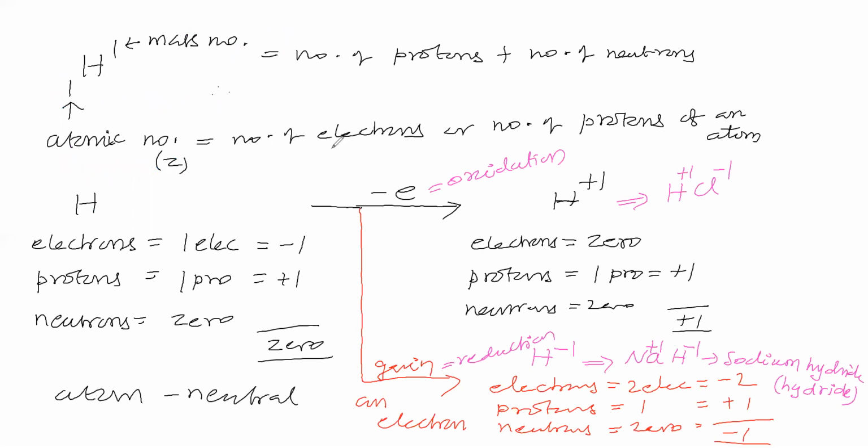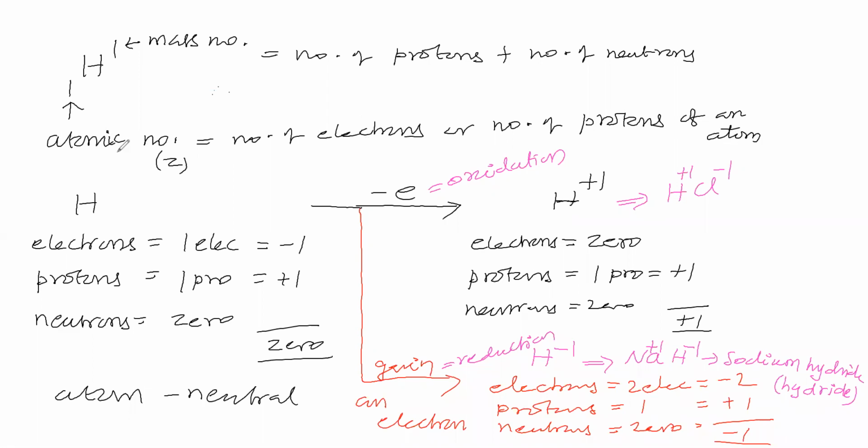The number of electrons is called the atomic number. Atomic number is equal to the number of electrons or the number of protons of an atom. So how many electrons an atom has is equal to its atomic number.